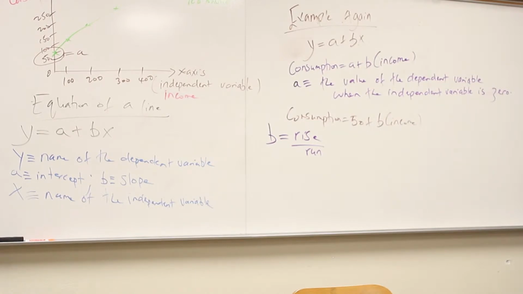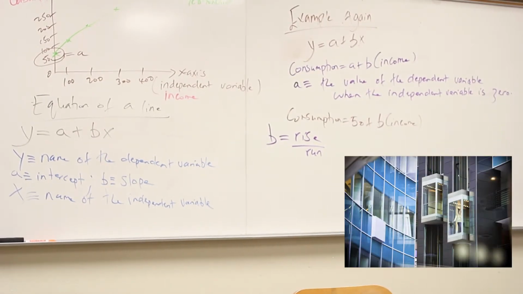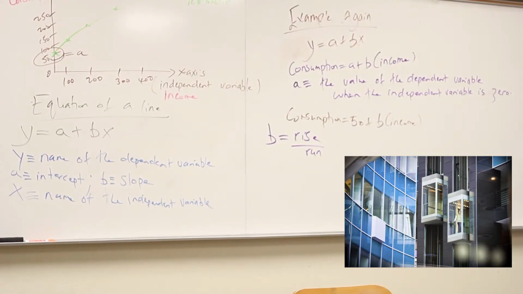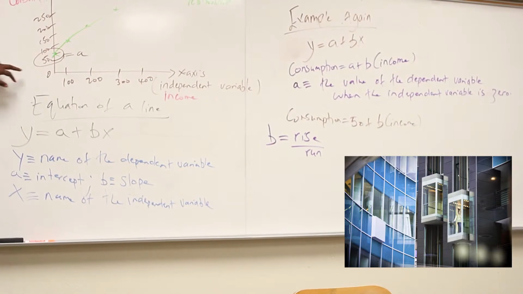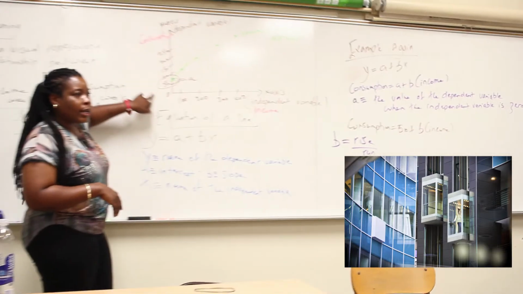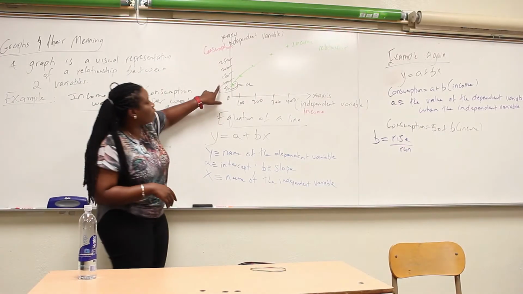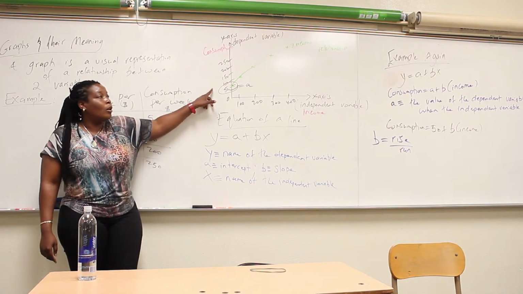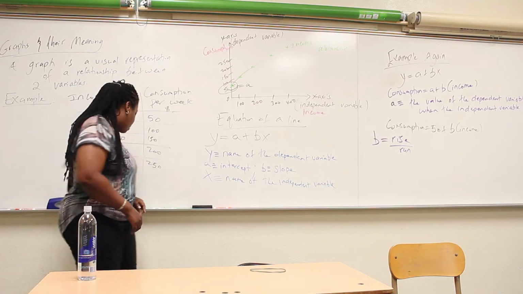When you rise, think of when you're rising. You rise up in an elevator. You rise up on the escalator. That's the rise. The rise is the movement vertically. So when you're thinking about what's rise, look at the movement on the vertical axis. We move from 0 to 50. What's the rise? 50 to 100? 100 to 150? That's the rise.